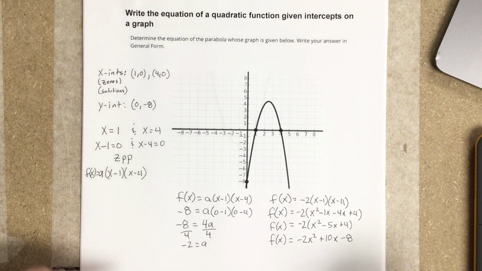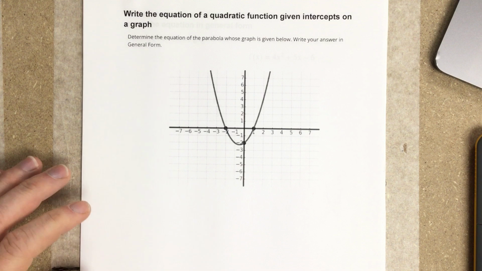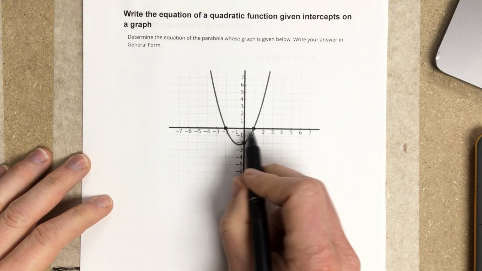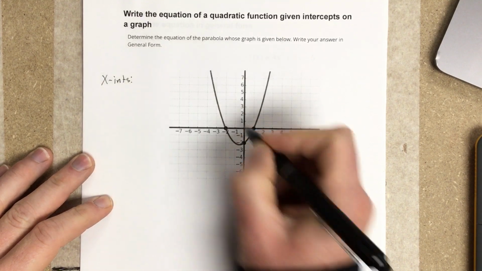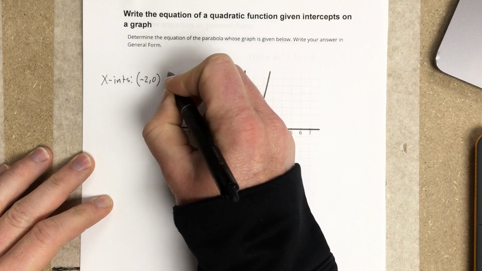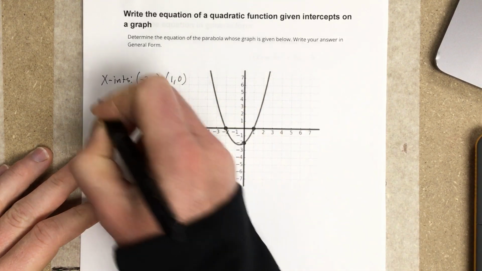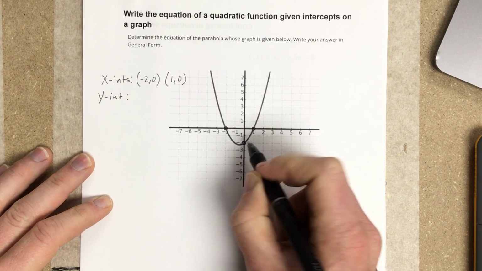All right, let's do a second example here. In the second example, we can write down what our intercepts are right away. So we can say the x-intercepts are (-2, 0) and (1, 0). The y-intercept is (0, -2).